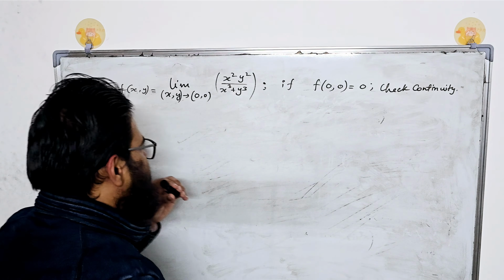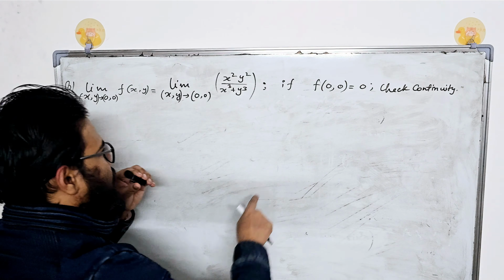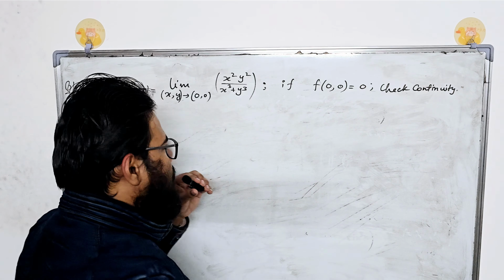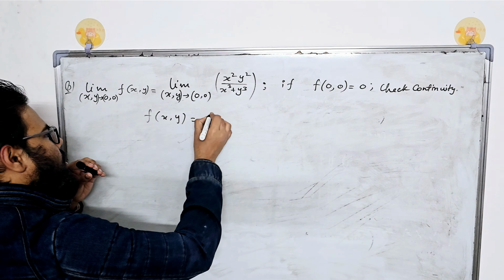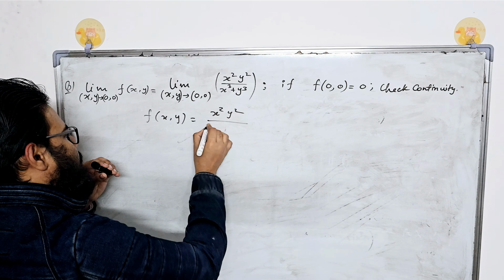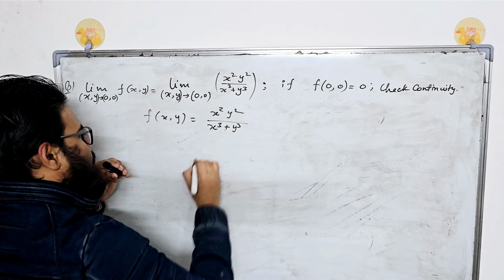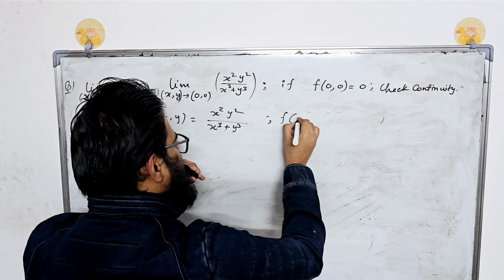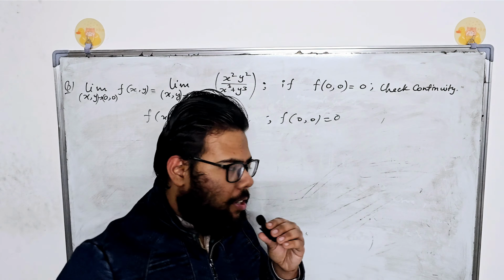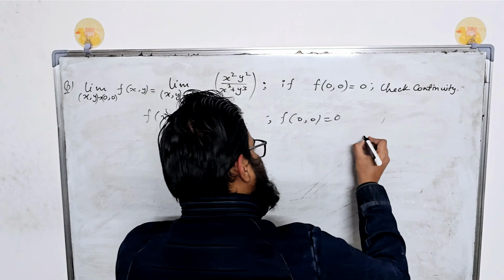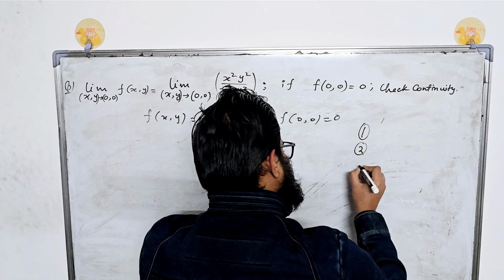So we have to check the continuity of the function at (0,0), if f(0,0) is equal to 0. So it's very simple. We all know that f(x,y) is equal to x squared plus y squared, since it is given in the question, and we are given f(0,0) is equal to 0. So we all know that for the continuity of a function at a given point, it should follow three conditions.